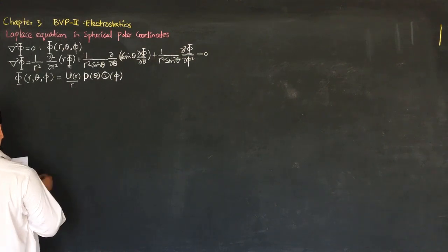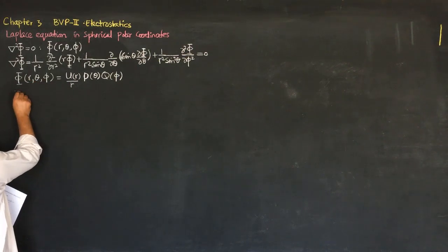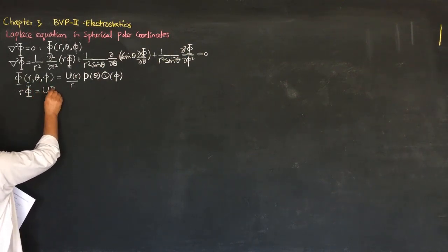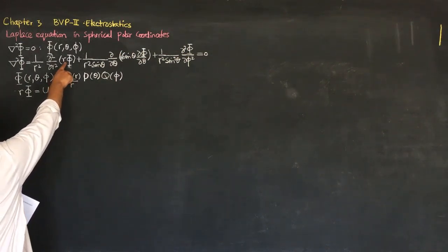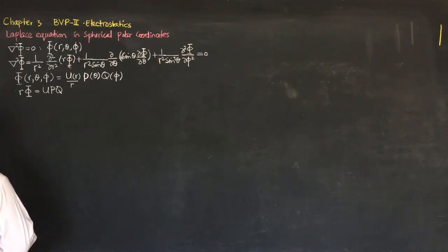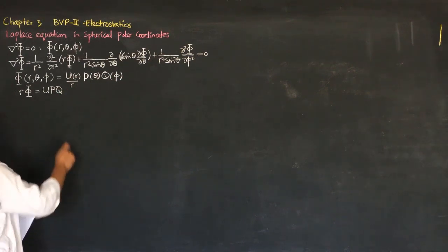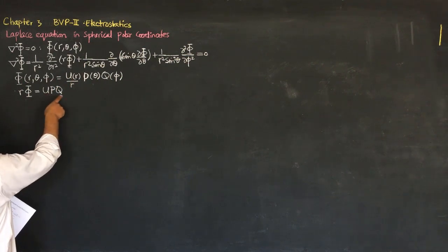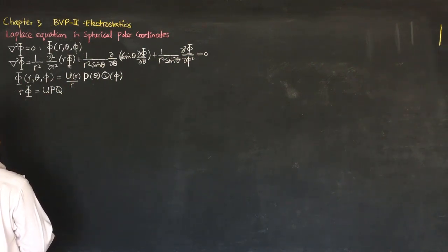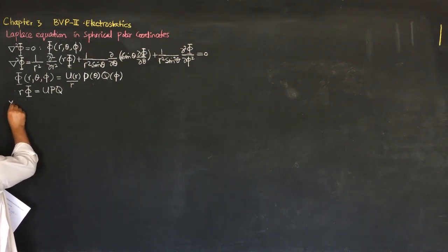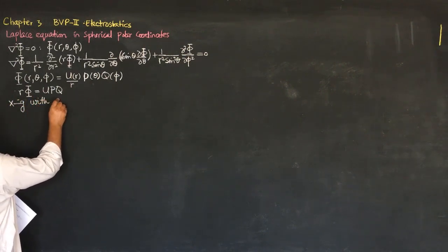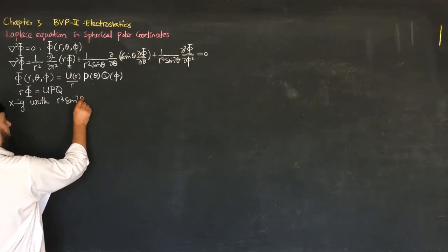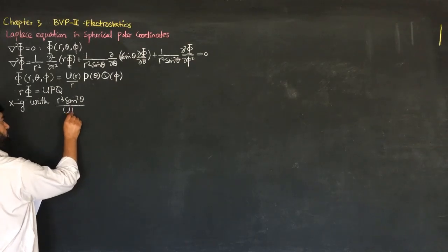So now, when I write r times phi, I am not writing the variables, but r times phi is equal to U, P, Q. We have simplified this in earlier lectures, and when I substitute for phi with U, P, Q, I multiply by r cube sine square theta, substituting this one and multiplying by r cube sine square theta divided by U P Q.